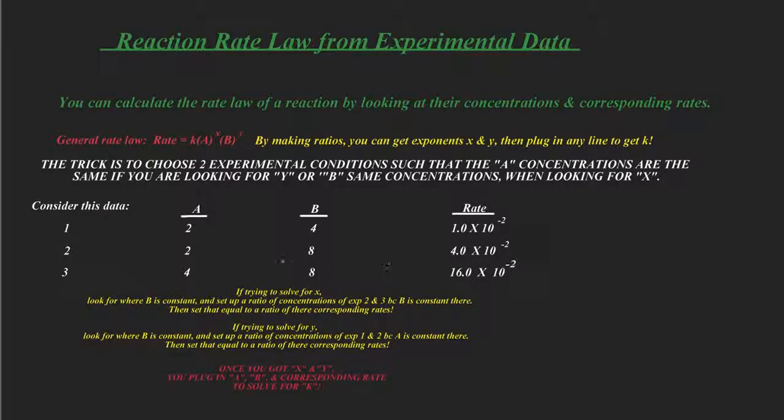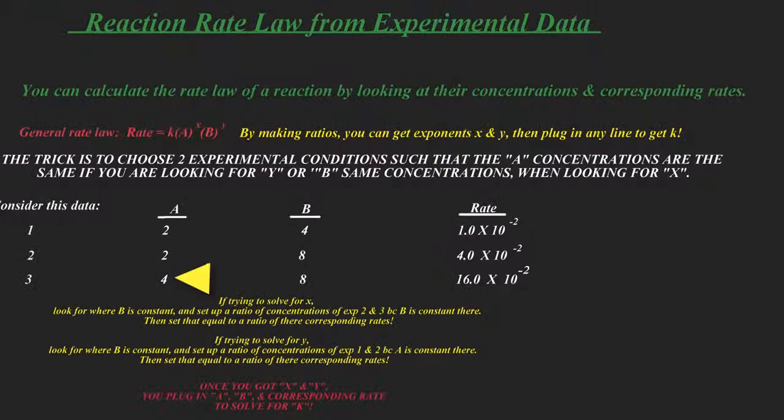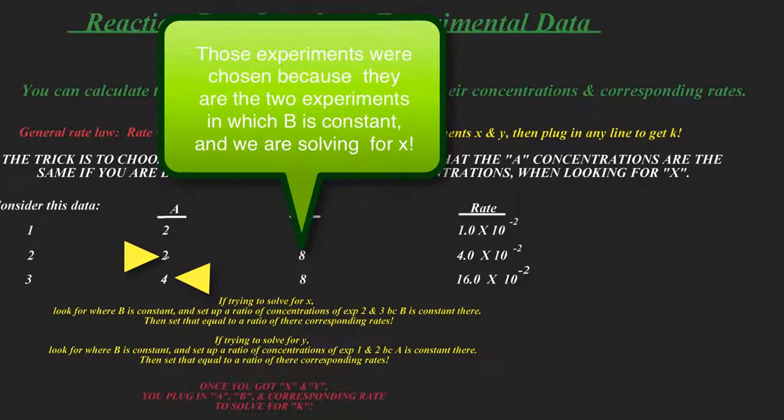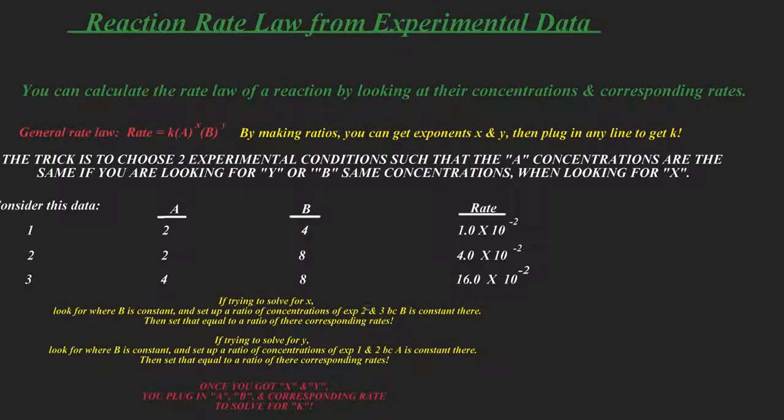So if I'm trying to find out what x is, the exponent of A, I look for two experimental lines where B is a constant. And then what I do is I set a ratio of the concentrations of A, so in this case 4 over 2, and then set a ratio of their rates. It'll be 4 over 2 raised to the x equals 16 times 10 to the negative 2 over 4 times 10 to the negative 2. When you do that, you can solve for x.